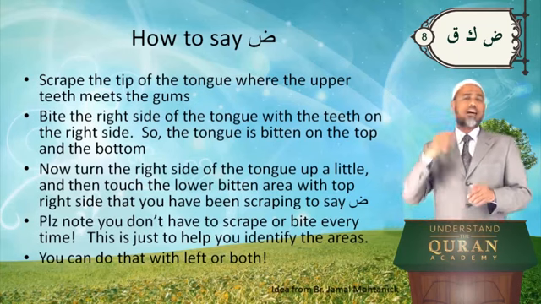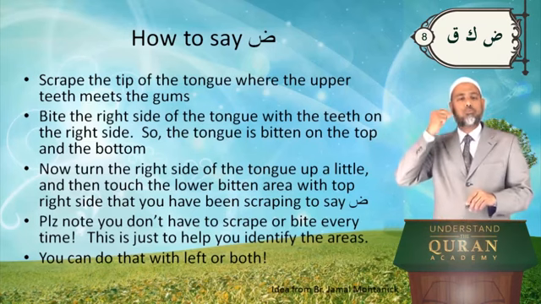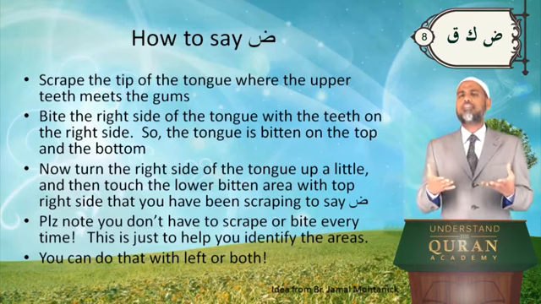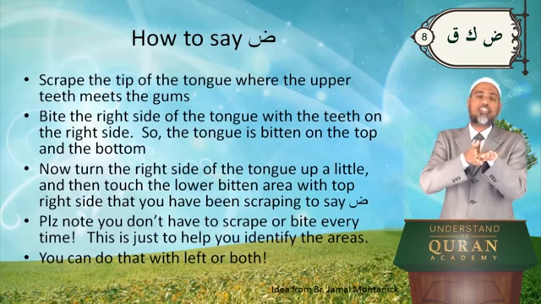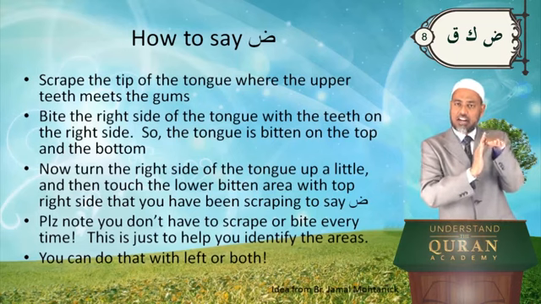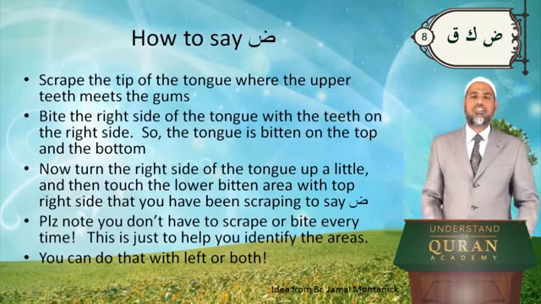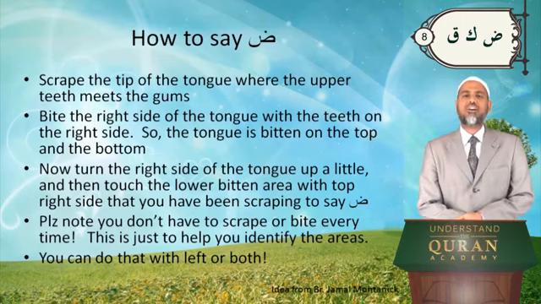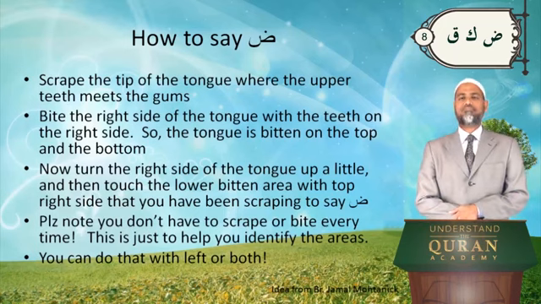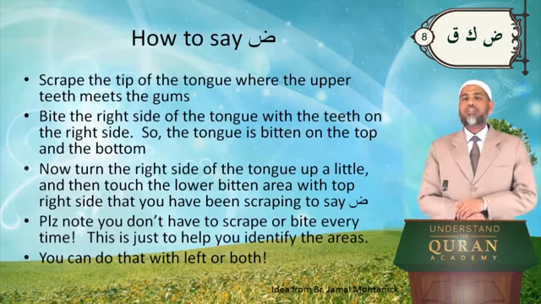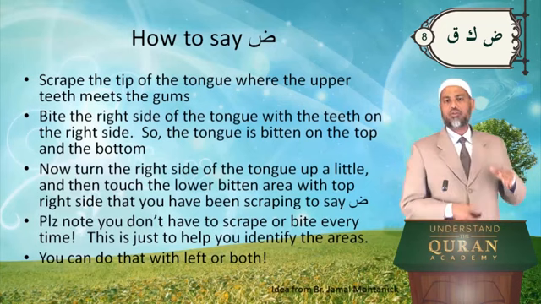Please note that you don't have to scrape this area every time you have to say dad, or bite the tongue. This is just to identify which area to be touched and which side of the tongue to be touched. So touch the right side of the tongue to the roots of the molars. That is how you say dad. You can do that if you have better control with the left side. You can do that with the left side also, or both.